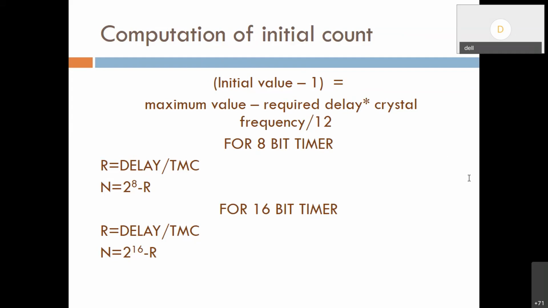If the crystal frequency is 11.059 megahertz, which is most commonly used, divided by 12, then it will give the TMC, that is the machine cycle duration. Now R is equal to delay divided by TMC will give some relative value. Now what is the value to substitute? It is 2 to the power of 8 minus that relative value if it is an 8-bit timer. Now just see the bottom of that slide. For the 16-bit timer, the same formula holds good except that we take 2 to the power of 16 minus R.